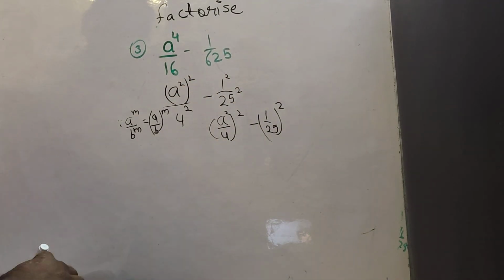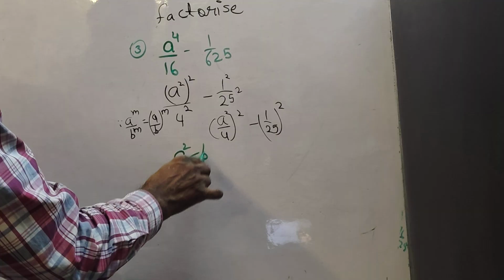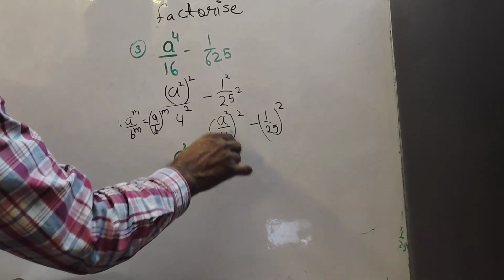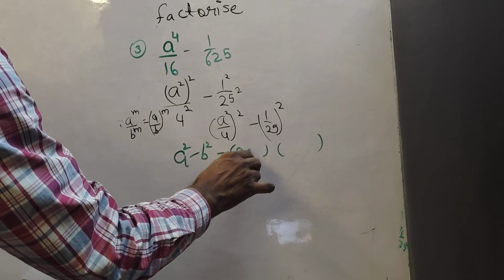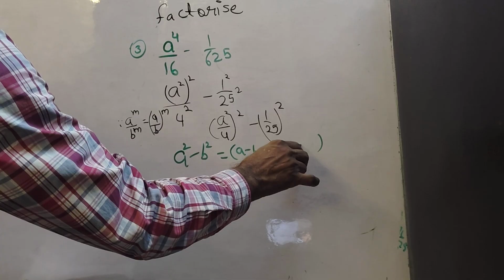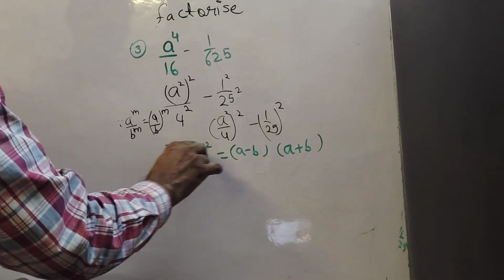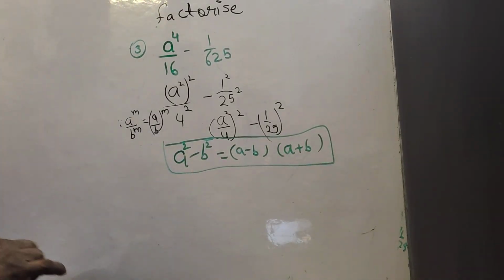Now the next is the identity. In the factorization we are using the identity a square minus b square, because this is a square and this is b square. So we write the answer in two brackets. In the first bracket we write a plus b or a minus b, and in the second bracket we write vice versa. If the first bracket is minus, then the second bracket is plus. So this is the identity.